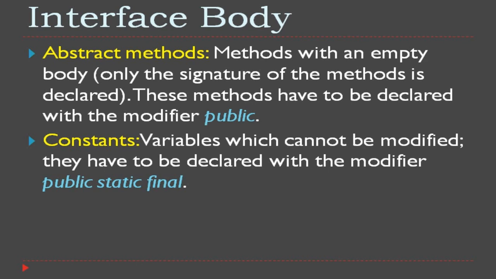These methods have to be declared with the modifier public. So this keyword is very important. You have to use it so that it will be visible to others. Constants are variables which cannot be modified. So once you declare anything as a constant, you cannot modify it. They have to be declared with the modifiers public, static, final. So these three keywords are very important.